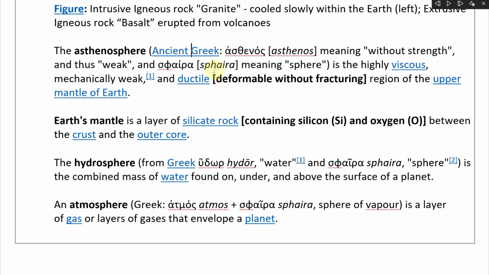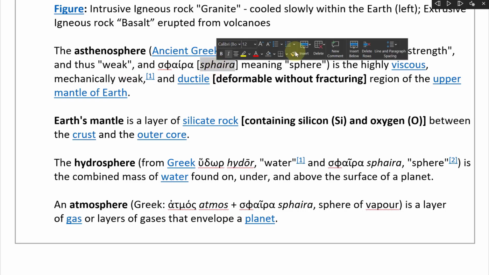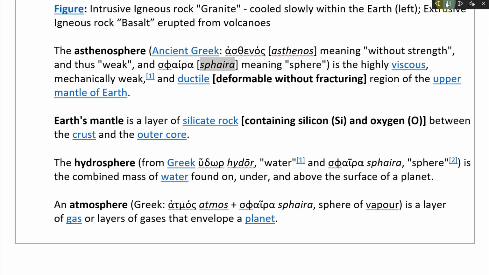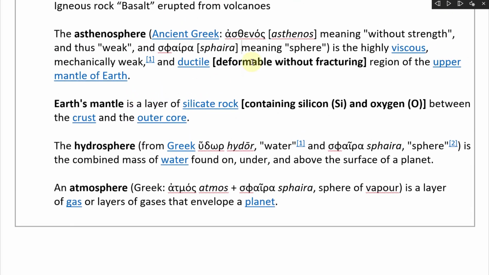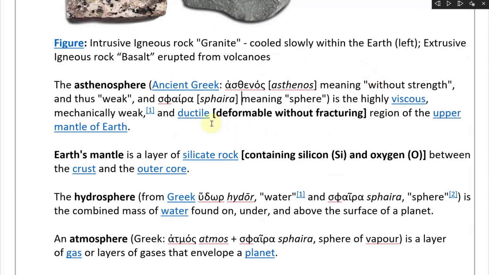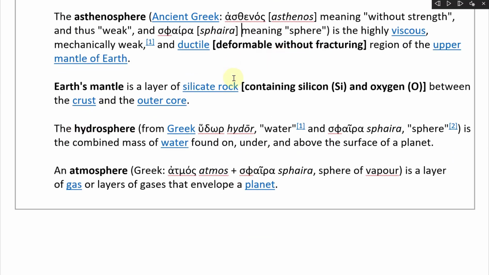And right here, sphaira, sphere meaning sphere, is the highly viscous, very thick and sticky, mechanically weak and ductile or deformable without fracturing region of the upper mantle of Earth. So it's very viscous and ductile. You can bend it and so on without fracturing.